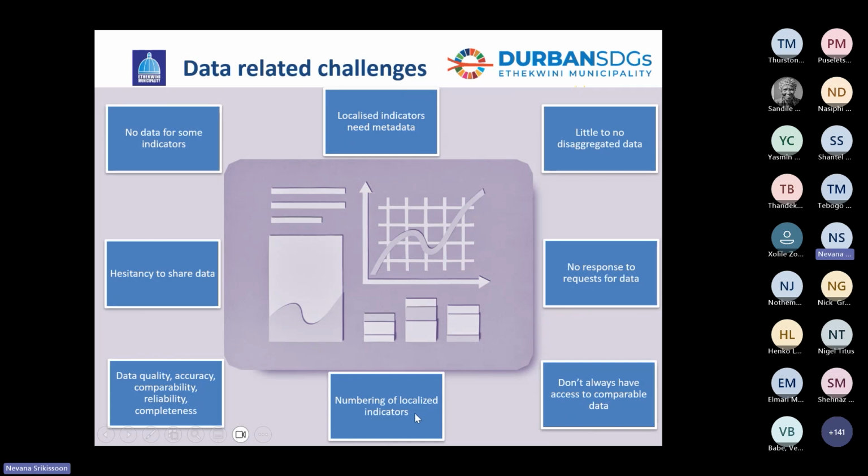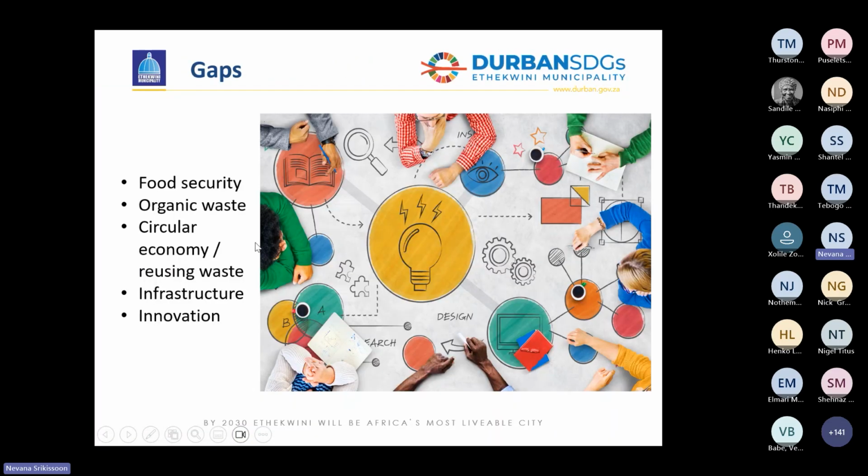The numbering of localized indicators is quite important to concentrate on. And then, of course, data quality. Is it accurate? Is it comparable? Is the data coming from a reliable source? And then, of course, is it complete? Are we measuring everything that we're supposed to be measuring? And then the hesitancy to share data. This often comes with power struggles, etc. So we do end up with challenges.